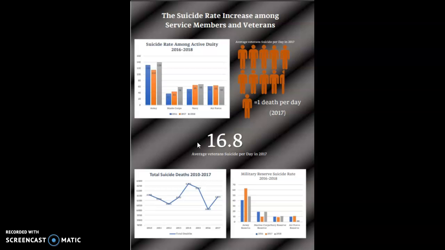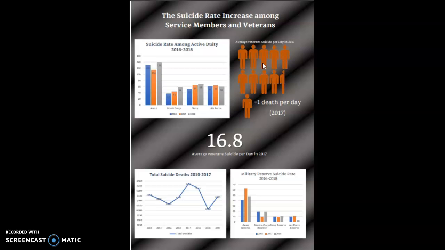This is then supported by my isotype graph here in the top right. This isotype graph, while also serving as a subpoint, also helps invoke the feeling of similarity since I used people to represent the number of veterans that were dying per day, with a roughly one-to-one relationship.